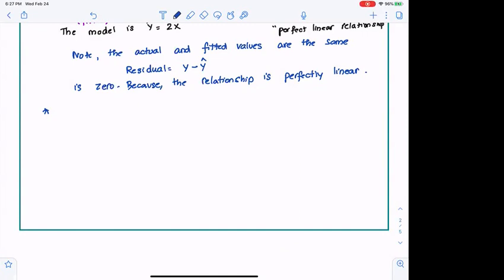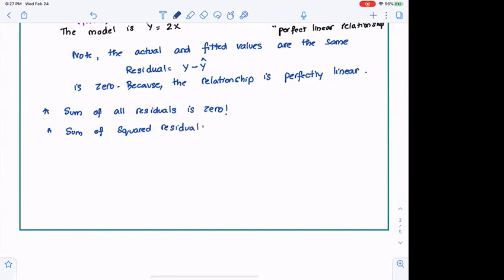But unfortunately, if we sum the residuals in a data set, it will be 0. Mathematically, it will end up being 0, and we can't do anything about it. So what we do, we take the sum of squared residuals.